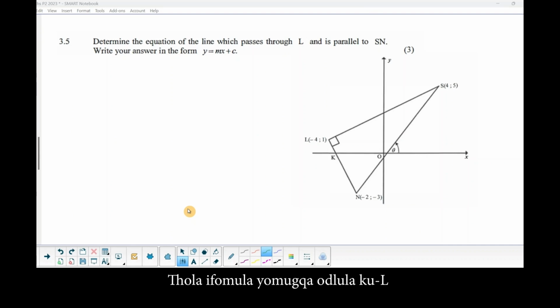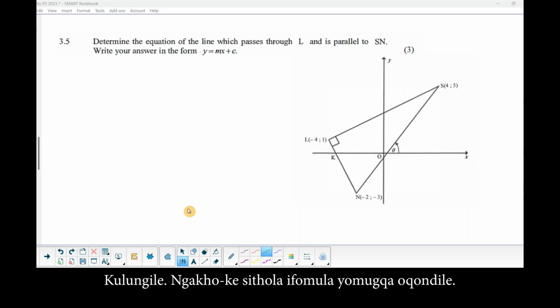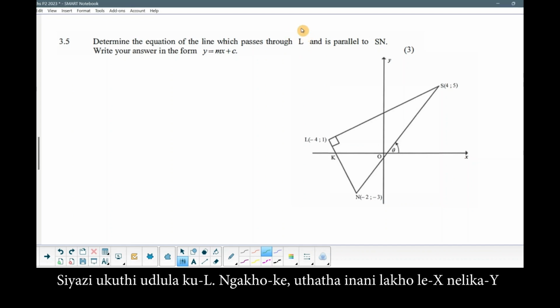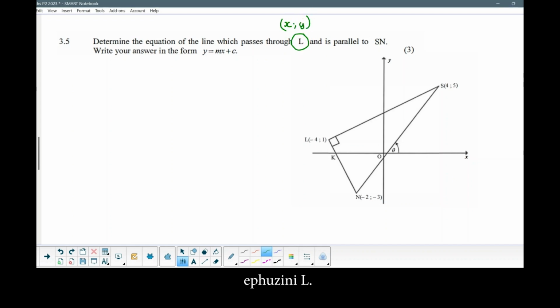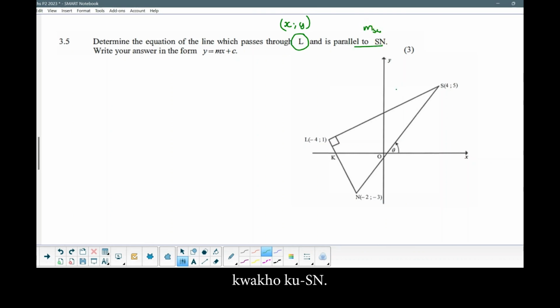Question 3.5. Determine the equation of the line which passes through L and is parallel to Sn. Write your answer in the form of y equal to mx plus c. All right, so we're finding the equation of a straight line. Let's see what information we have about the straight line. We know that it passes through L, so it takes its x and its y value from point L. We know that it's parallel to Sn, and that means it takes its gradient from Sn.